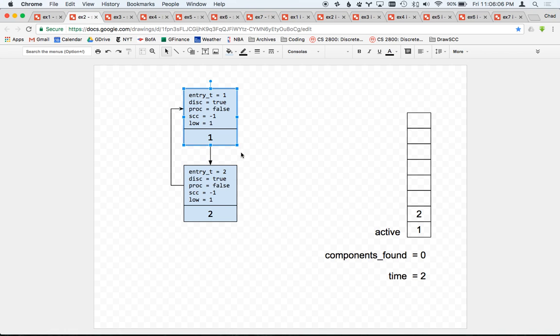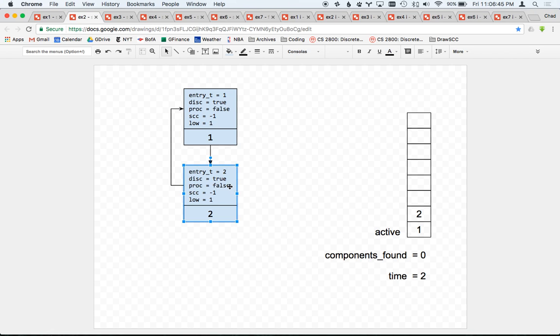That means if the low of vertex 2 is an earlier vertex than its parent's low, then we can assign the parent's low to be vertex 2's low, because we can get to that low from the parent. Now, of course, we don't have to do that in this case, because the low of the parent of vertex 2 is not any earlier a vertex than the low of 2. As a matter of fact, it's the same vertex, vertex 1. So we don't have to do any reassignment here.